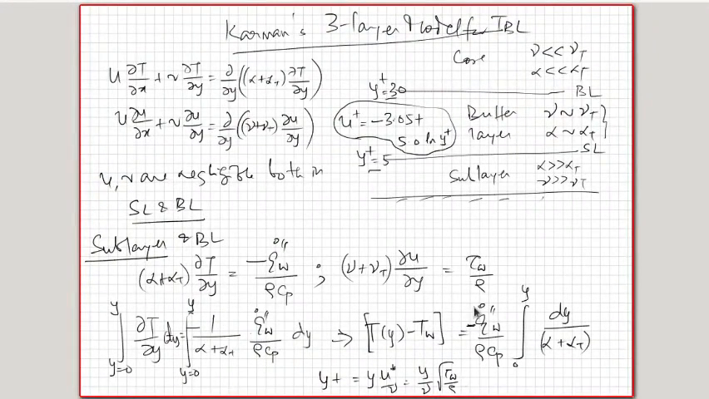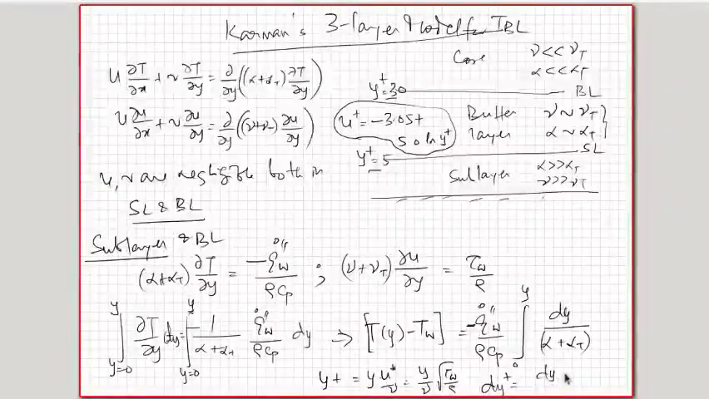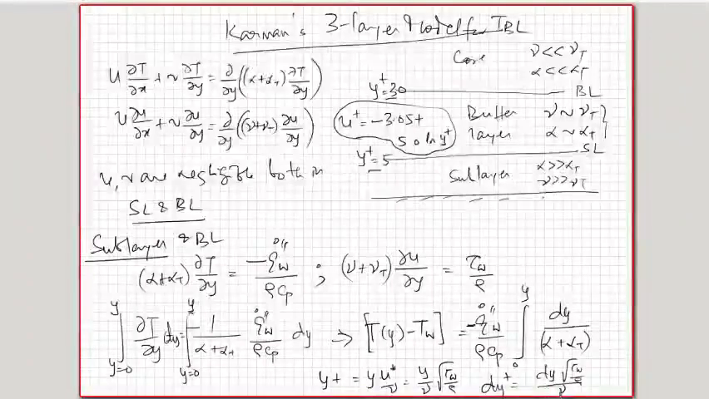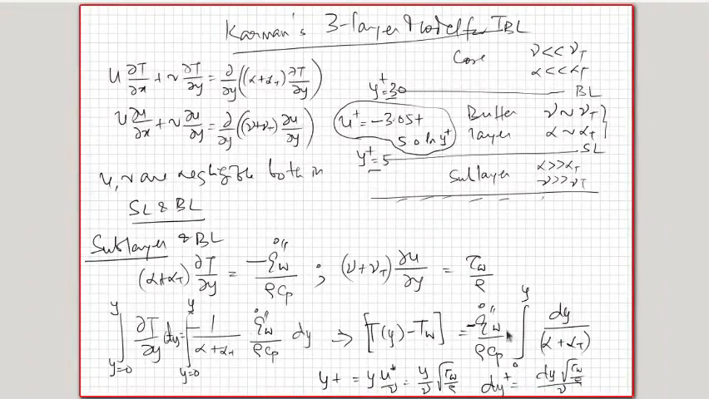So dy is equal to, or dy plus is equal to dy into square root of tau wall by rho divided by nu. So now I can write dy is equal to dy plus into nu by square root of tau wall by rho. So I'll be able to rewrite this expression in terms of that.